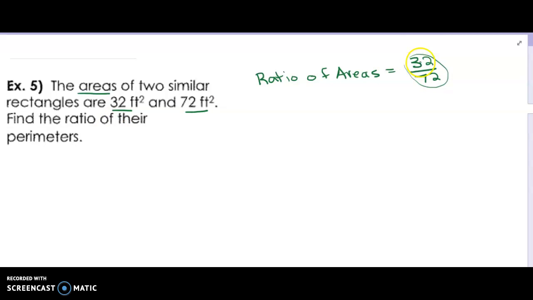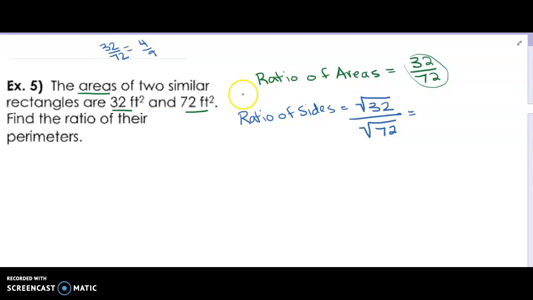So we want to do the opposite of square. We want to go backwards. The opposite of squaring something is the square root. So the ratio of the sides is the square root of 32 over the square root of 72. Now 32 over 72 reduces to 4 over 9, so I'm going to simplify this to the square root of 4 over the square root of 9. The square root of 4, guys, is just 2, and the square root of 9 is just 3.